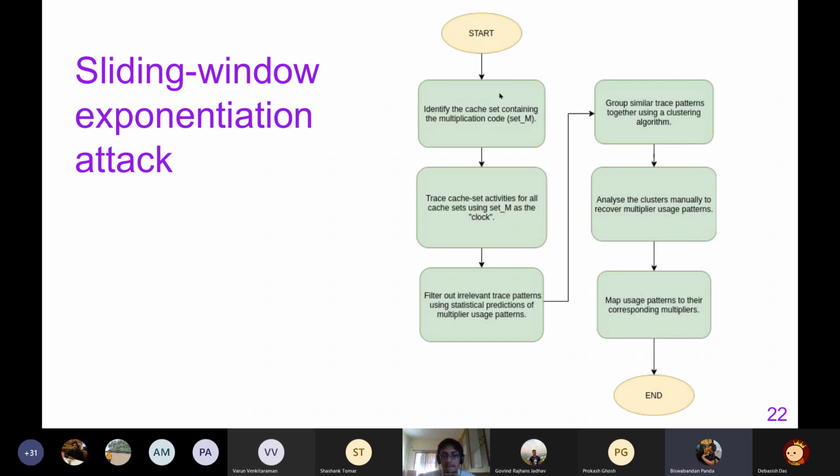Any more questions? Hello, sir. Regarding the earlier question, instead of measuring the total probe time, can we measure the probing time for individual loads to reduce the noise? Yes, that is done, and that is in fact suggested in the paper as well. The only downside is that it reduces the speed of the attack. So it's okay with that.